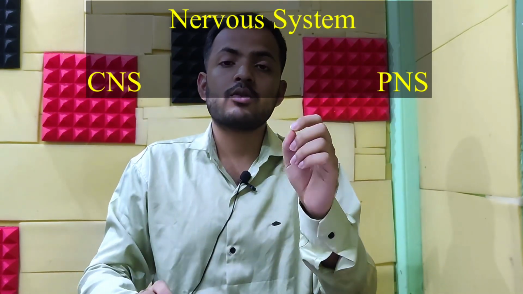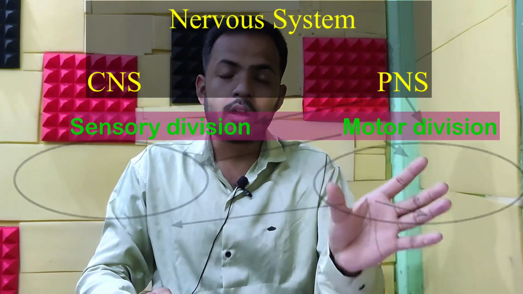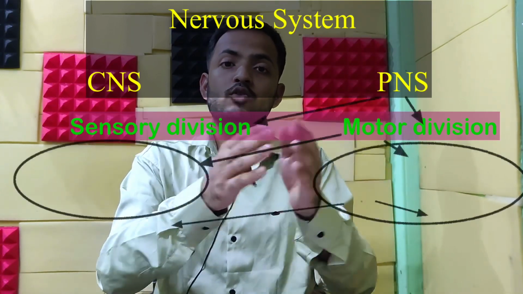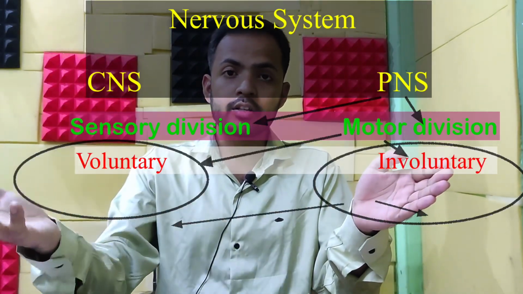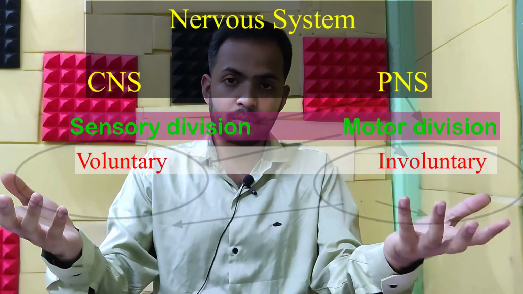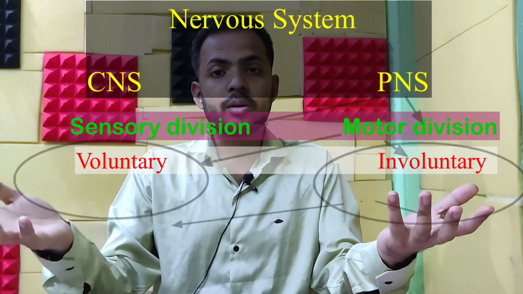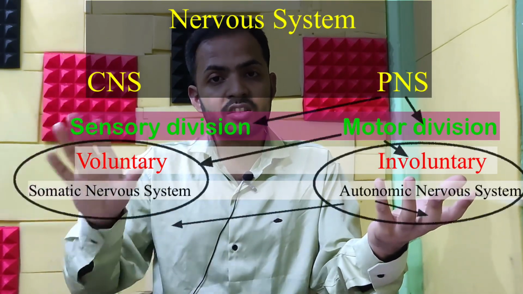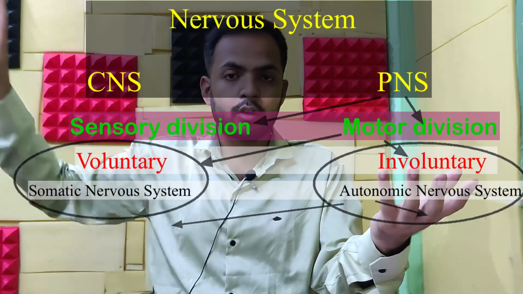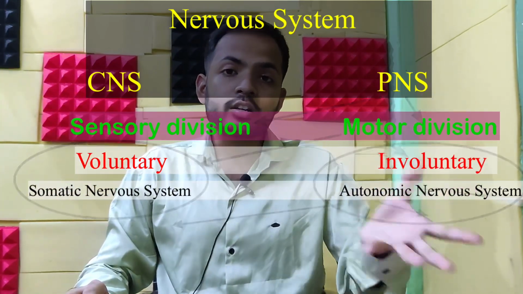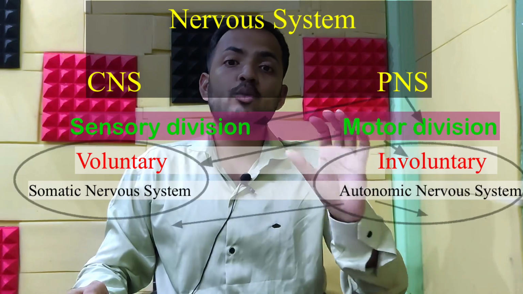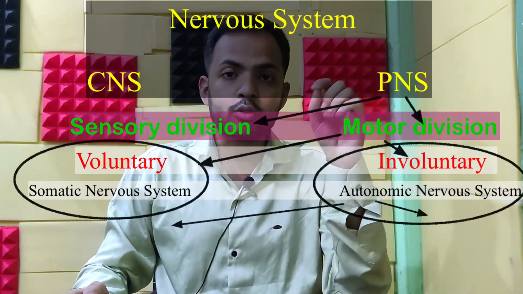Now this peripheral nervous system has a special component known as motor division. This motor division has two parts: one is voluntary segment and the other is involuntary segment. Voluntary segment is known as somatic nervous system, which I will talk about later, not now. And involuntary segment is known as autonomic nervous system, which I will talk about today.